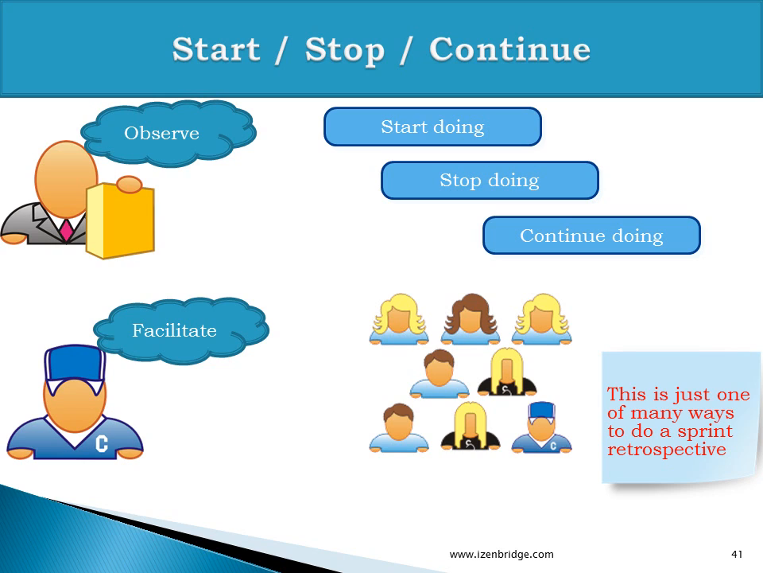There could be various formats of conducting a sprint retrospective. We have a separate lesson on retrospectives, where we will talk about various activities a team can use to identify what is working and what is not working. One format could be that the team identifies what they should start doing, what they should stop doing, and what they should continue doing. So they categorize their ways of working accordingly.